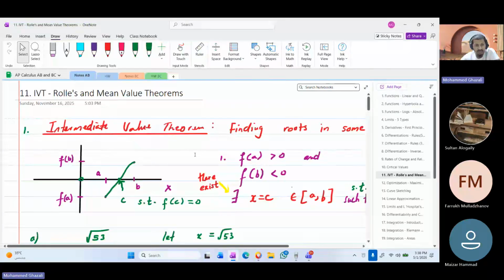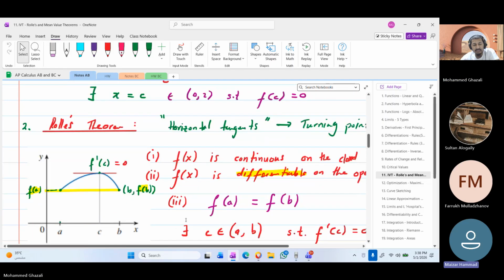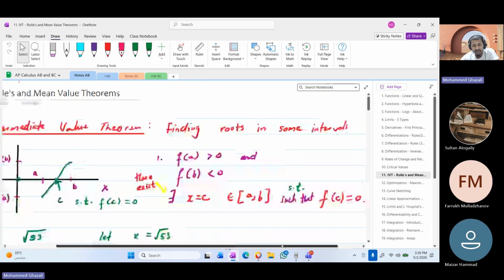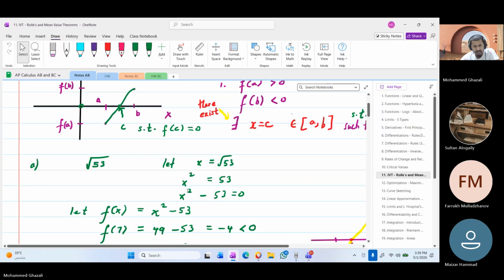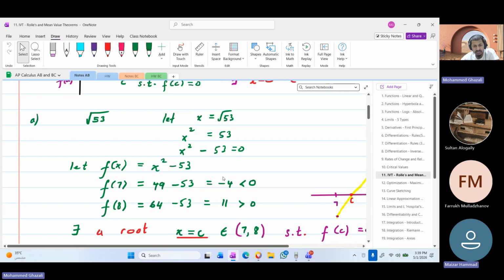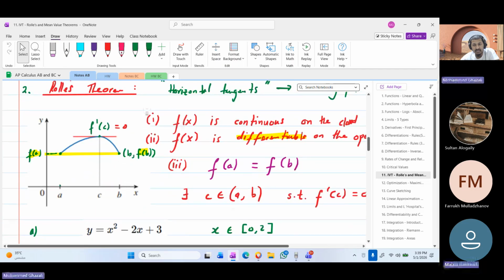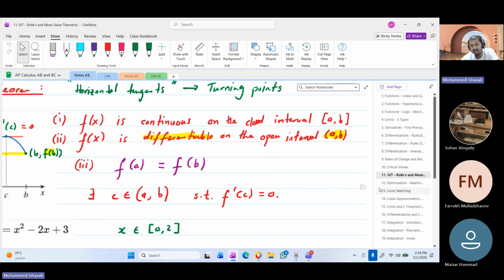So when you go to IVT, the theorems, the first thing was here, finding roots in the interval. Yes, it needs to be continuous on the interval A to B. That's one of the three theorems. F is continuous, Rolle's theorem, F of x is continuous, F of x is differentiable on the open interval. Those are all the keywords that you need to look out for.